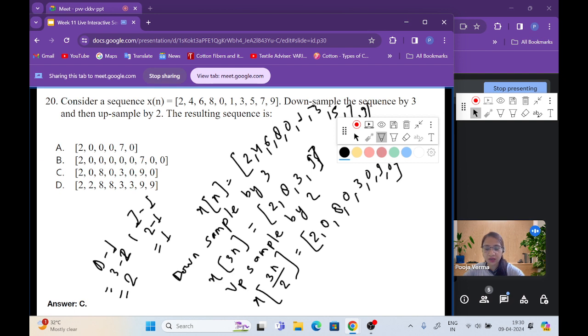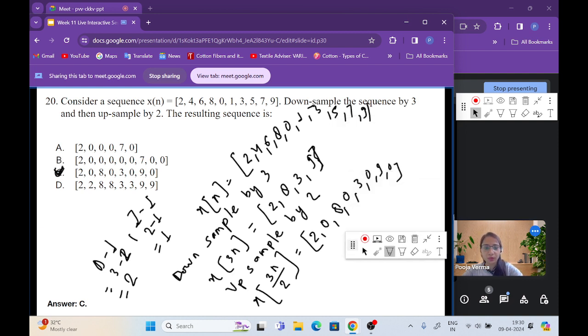So which one is the correct answer? Option C is the correct answer: 2 0 8 0 3 0 and 9 0. Okay, I hope all of you have got this question. So can we move to the next question?